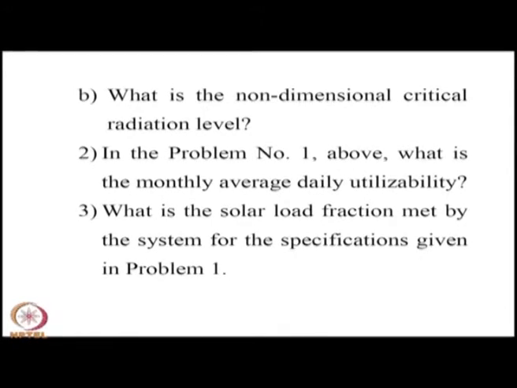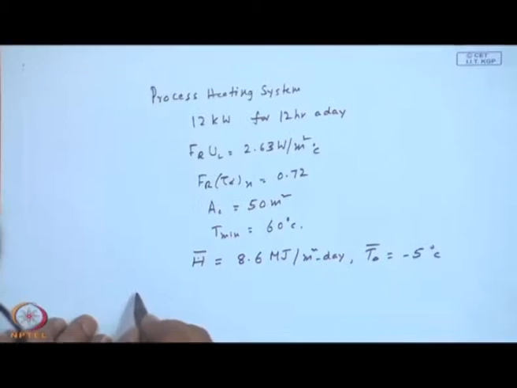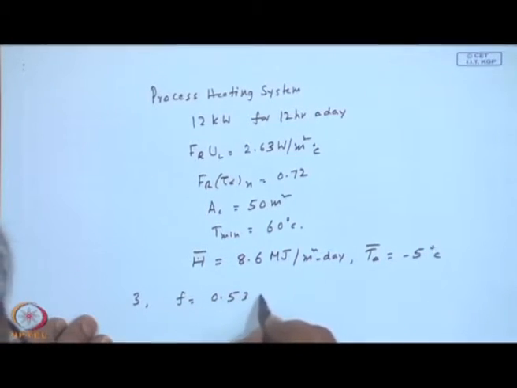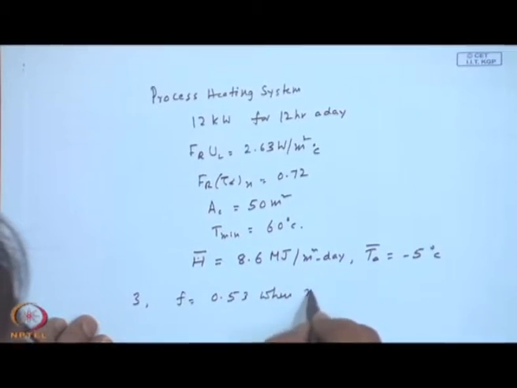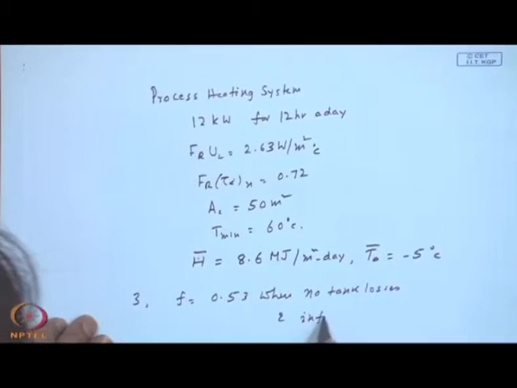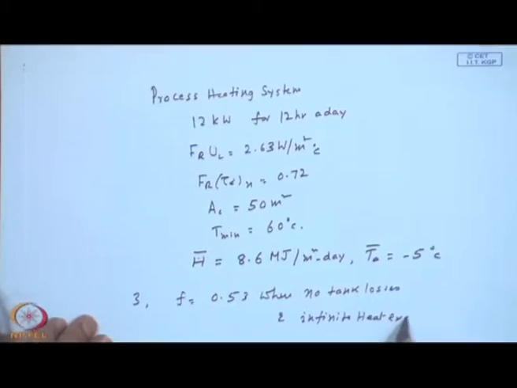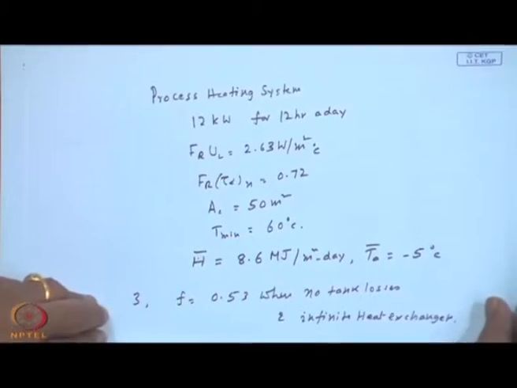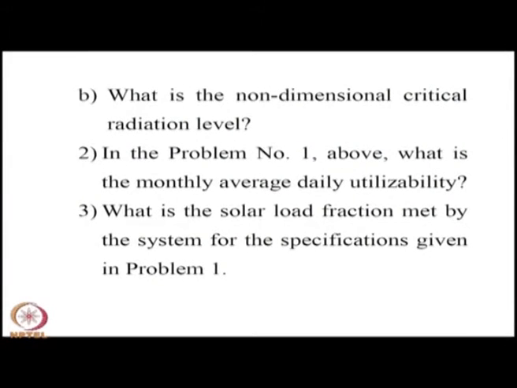So, we calculated the dimensional critical radiation level, then the non-dimensional critical level and the monthly average daily utilizability, and the solar load fraction F equal to 0.53 when there are no tank losses and an infinite heat exchanger. Basically, this is a technical way of calling an infinite heat exchanger, which essentially means there is no temperature loss across the load heat exchanger.